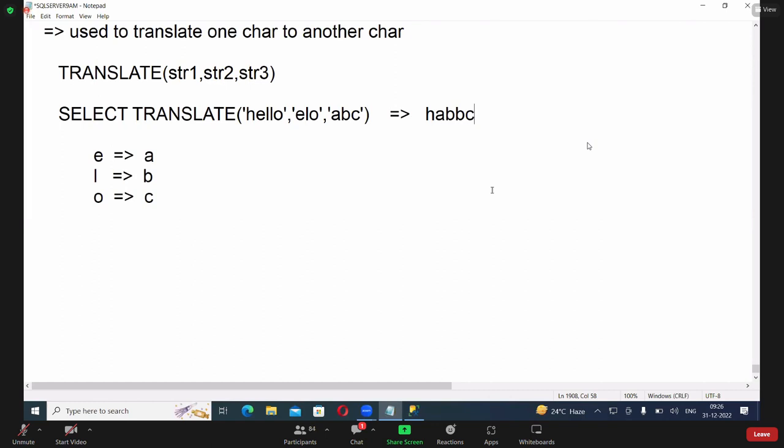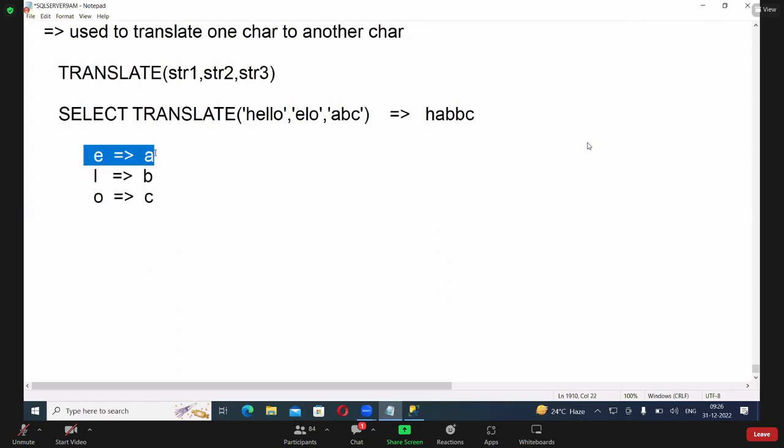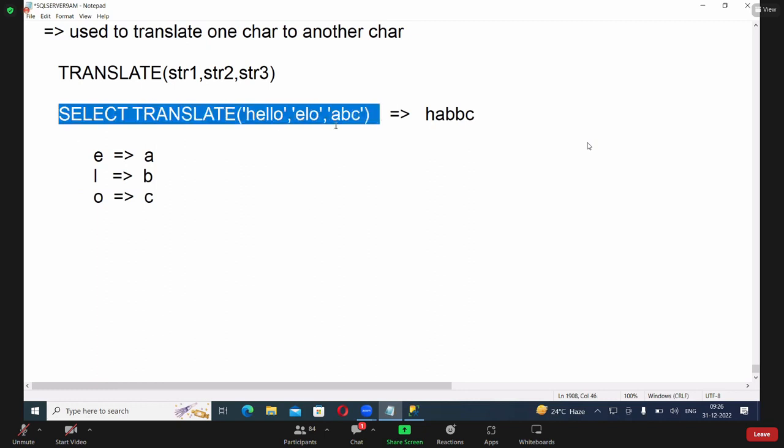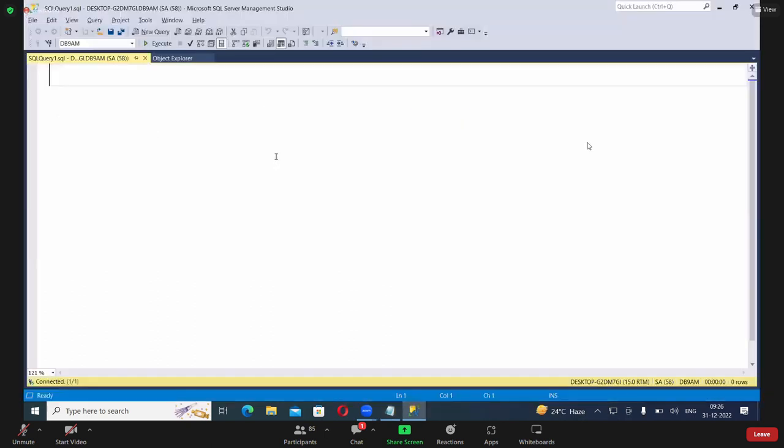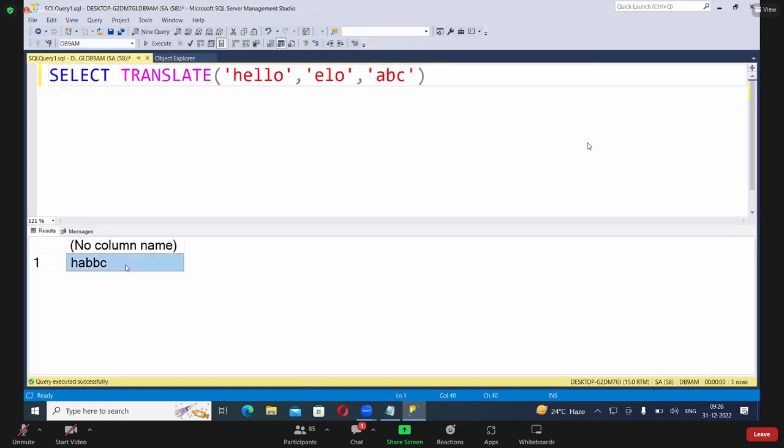One character to another character. E to A, L to B, O to C. Understood? Now if you want to test, you can test. Suppose here, run this. Execute this. Then you get HABBC.